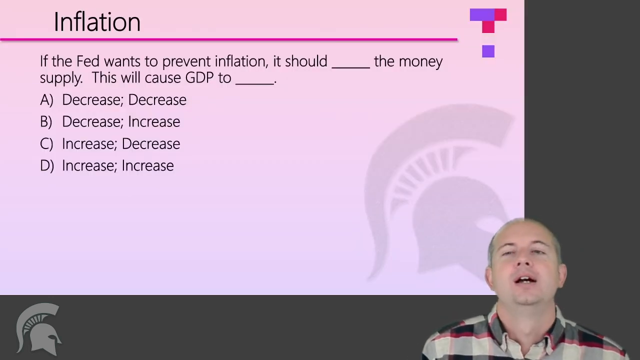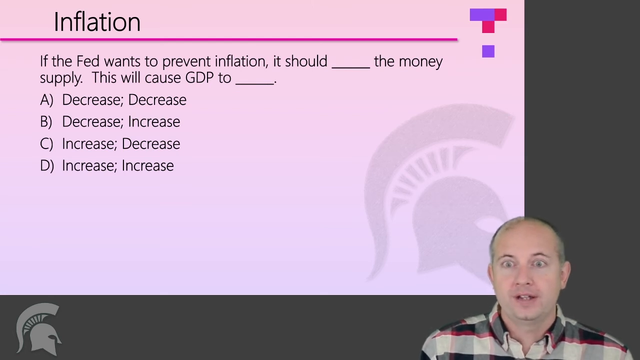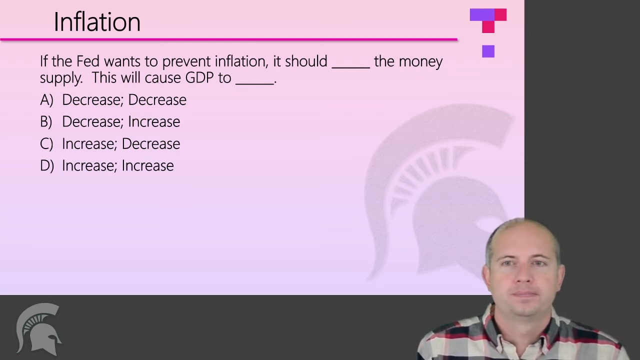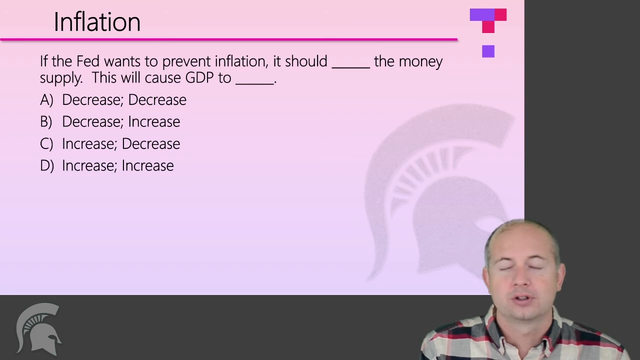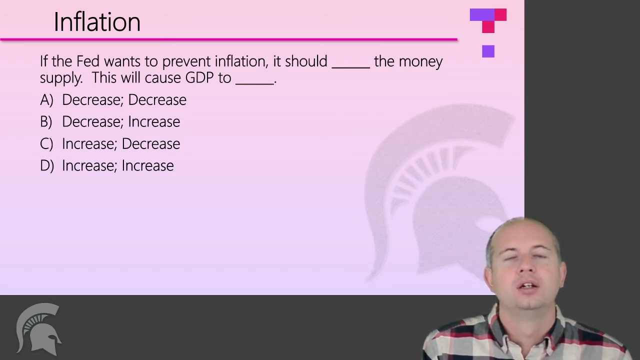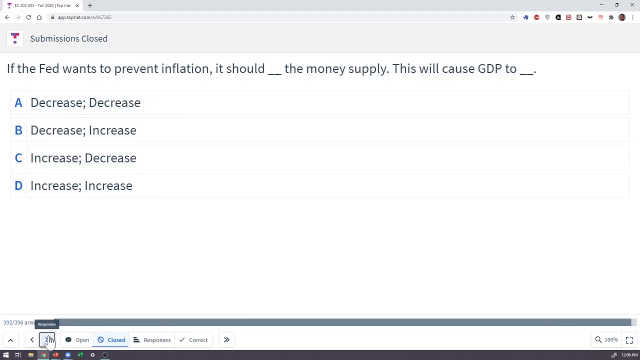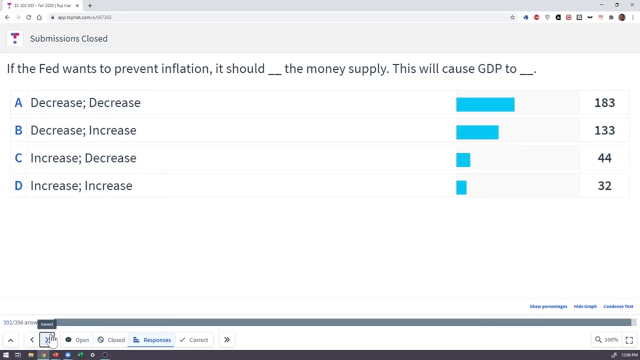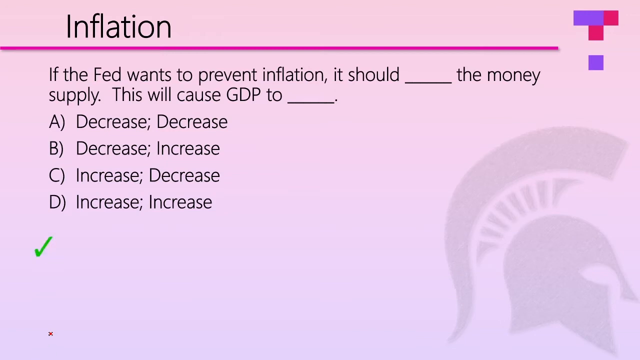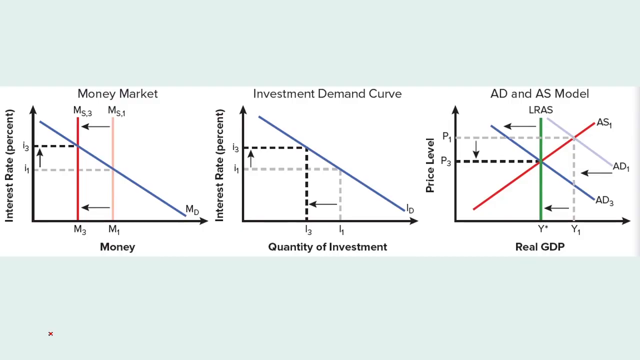So first one, if the Fed wants to prevent inflation, it should blank the money supply. This will cause GDP to blank. Good, the answer here is A, decrease. Now let's walk through why.